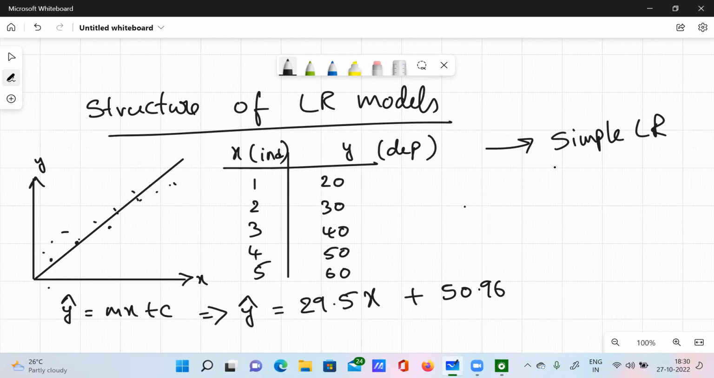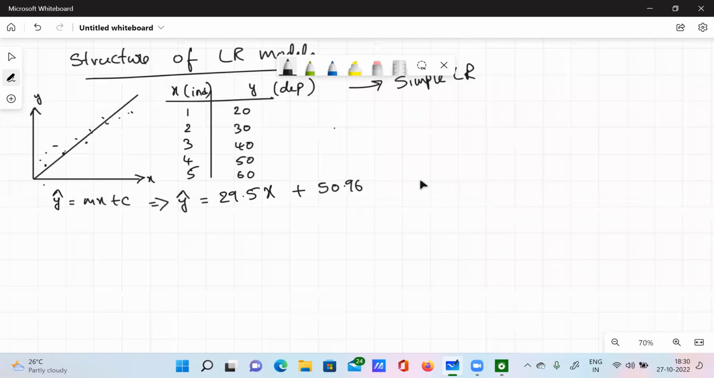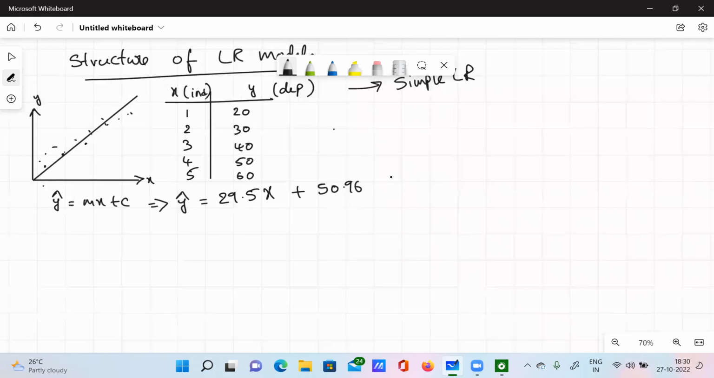So what is this equation actually explaining? You need to understand this right now. What are these values actually? What is meant by this 29.5? What is meant by this 50.96? Just look here, y hat equal to mx plus c. Compare this equation with the values here. You will get to know that m is equal to 29.5 and c is equal to 50.96.